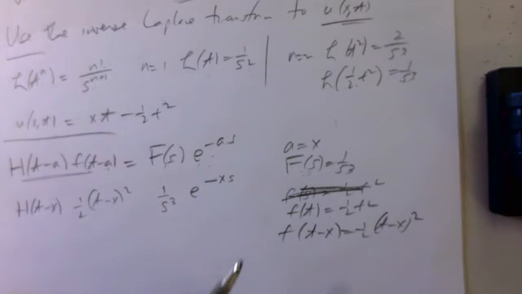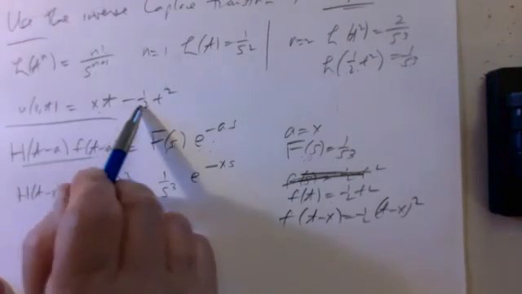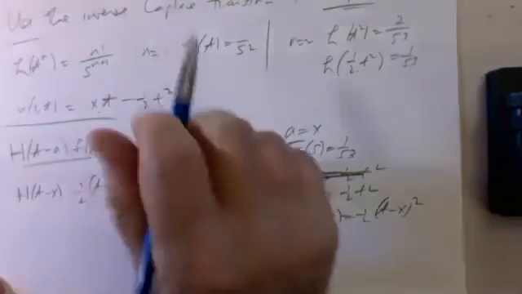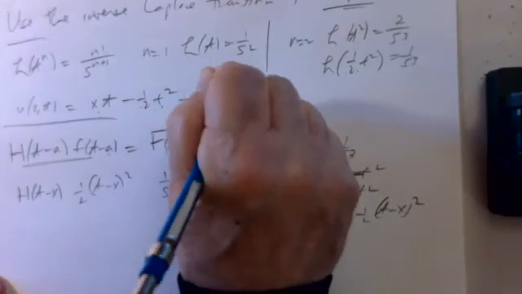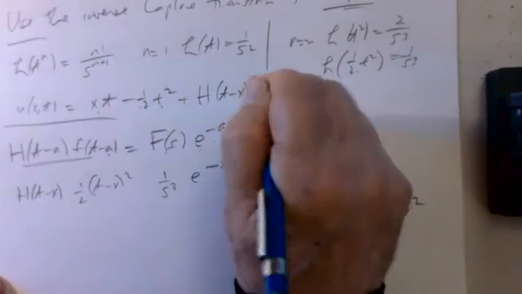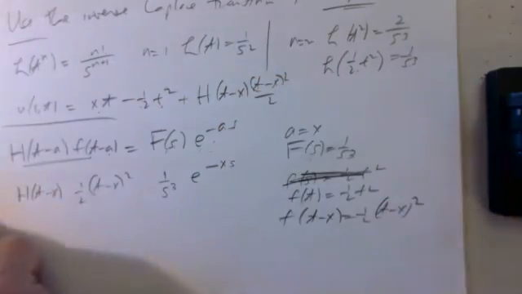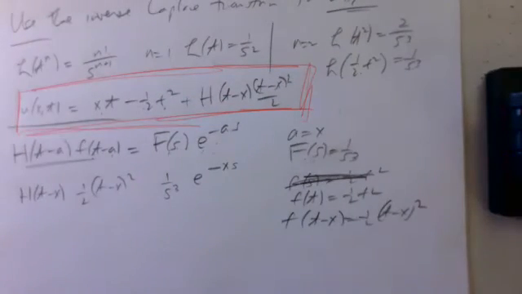So when you put this together, my function u of x, t is xt minus a half t squared plus h of t minus x times t minus x squared over 2. So that is the solution of the PDE.